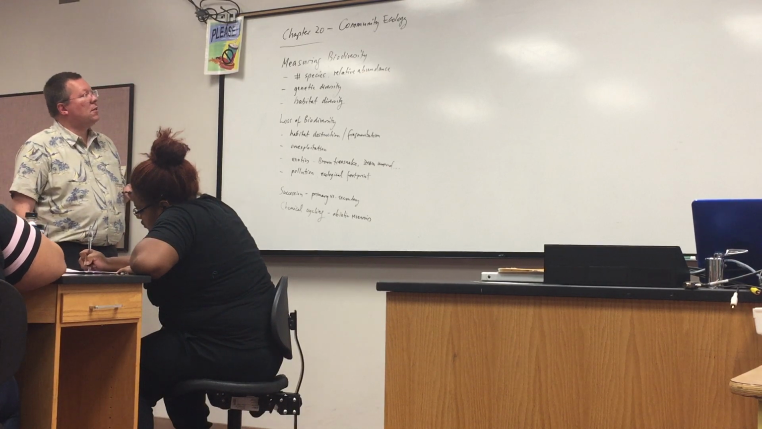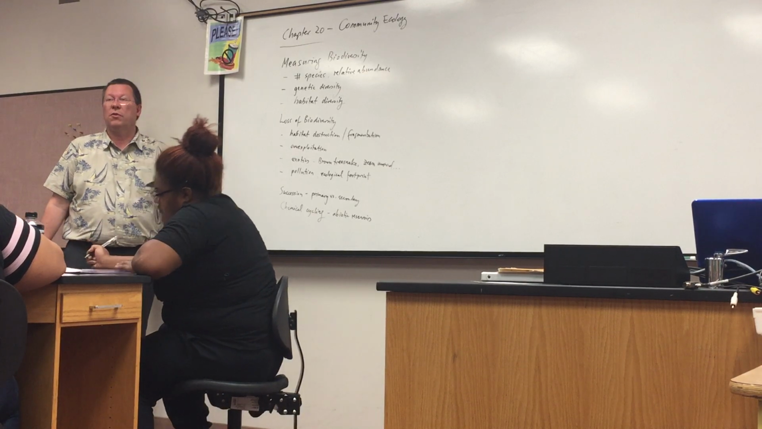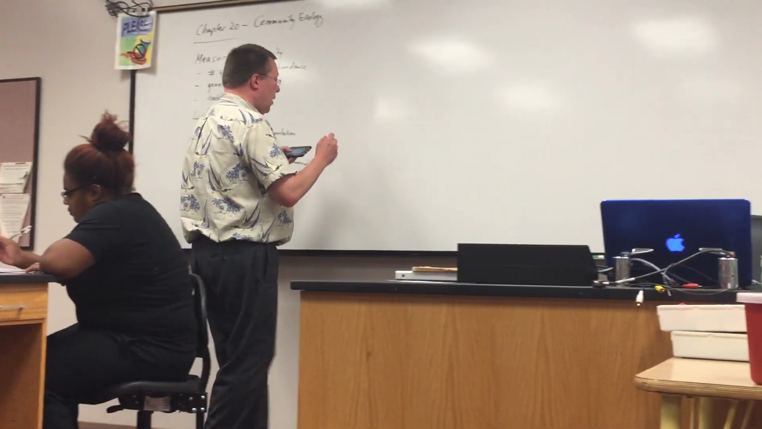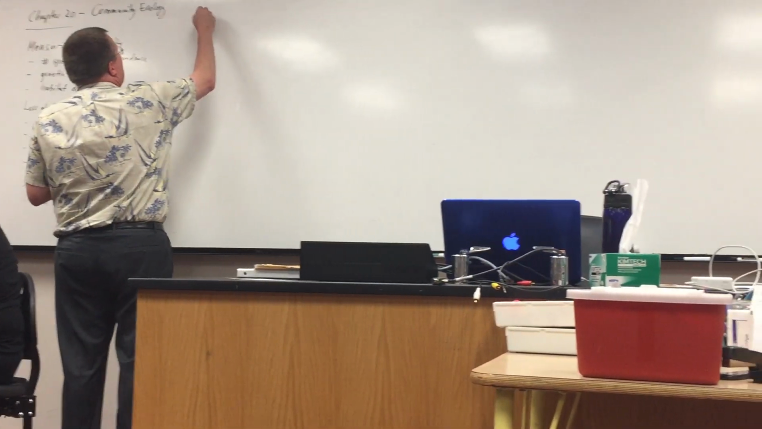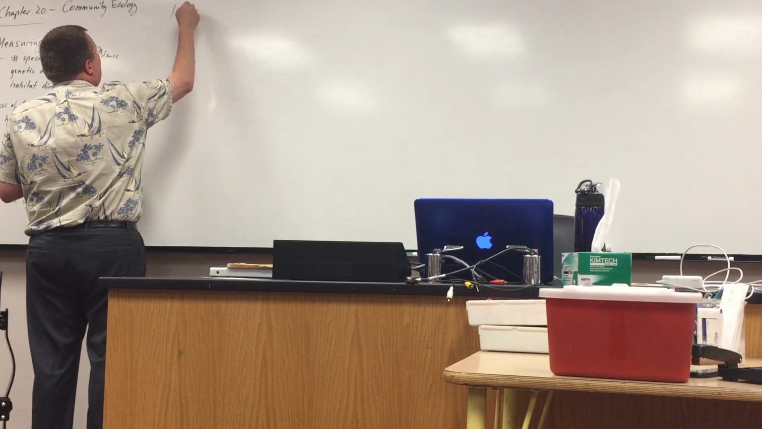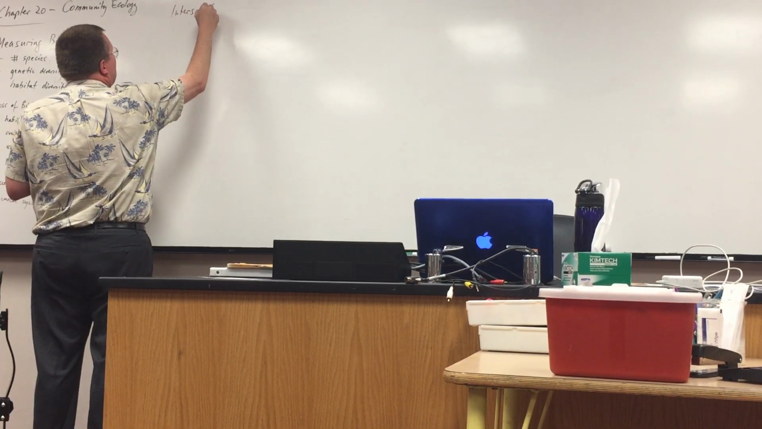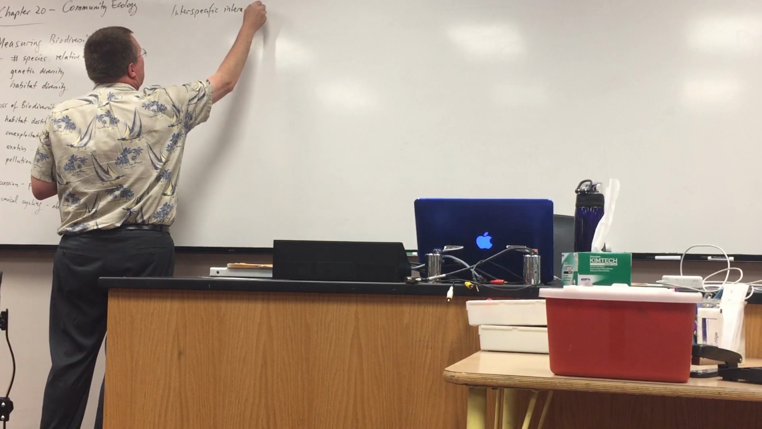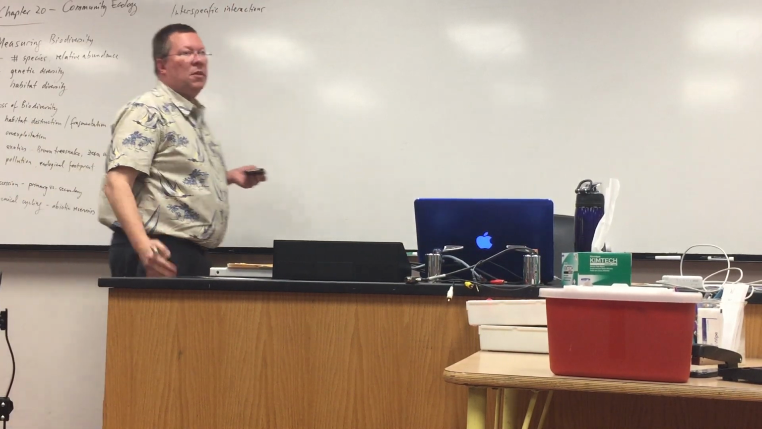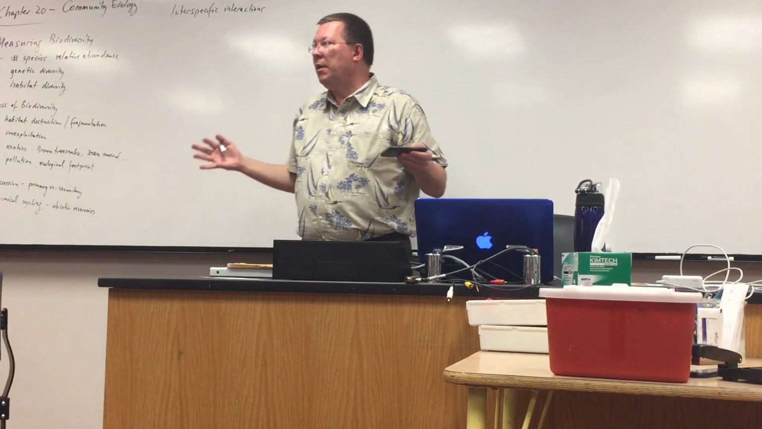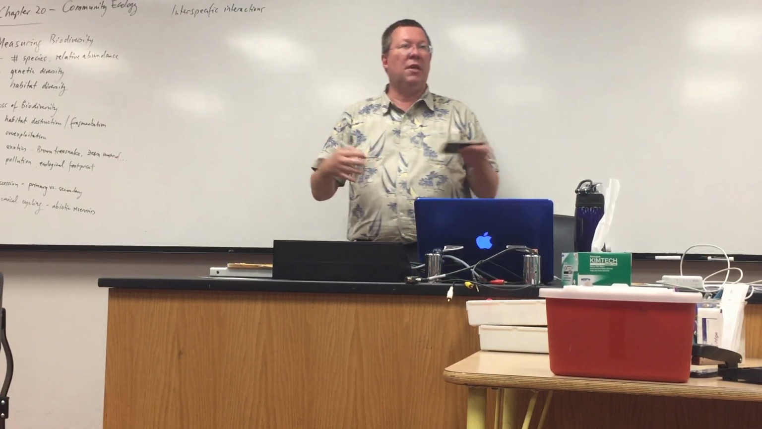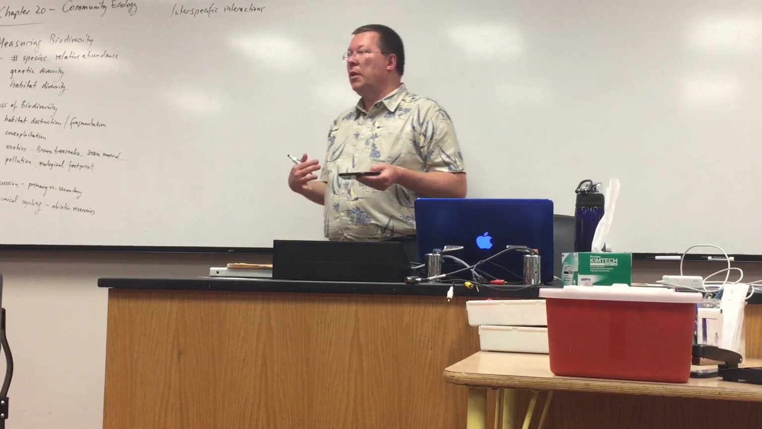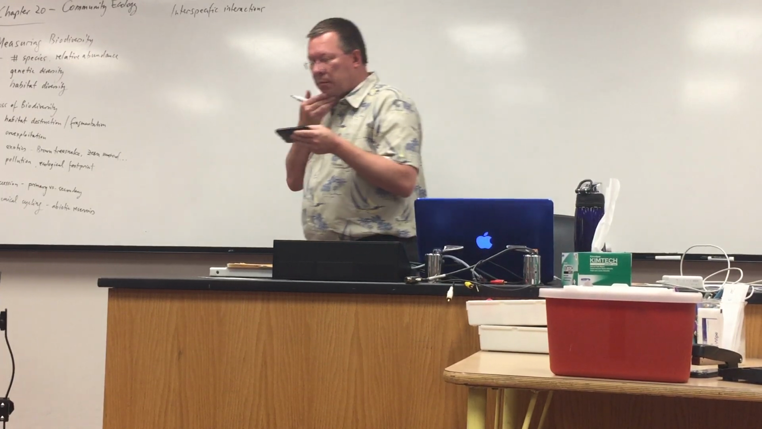Now, once we understand some of the basic things for how the biodiversity in a community is put together, then we can look at the interactions. Interactions will include things like interspecific interactions. Now, interspecific means between species. International means between nations. And so interspecific means how does one species interact with another?